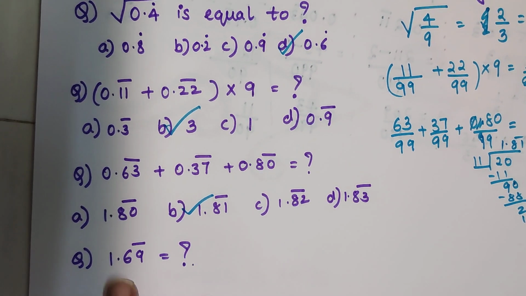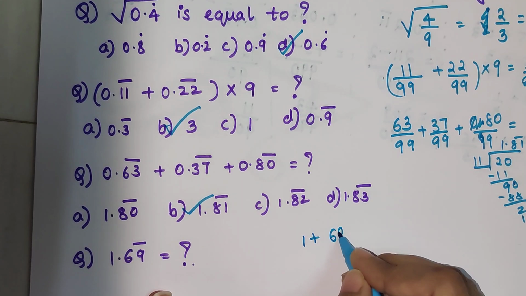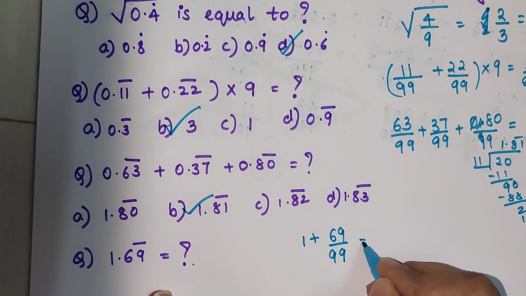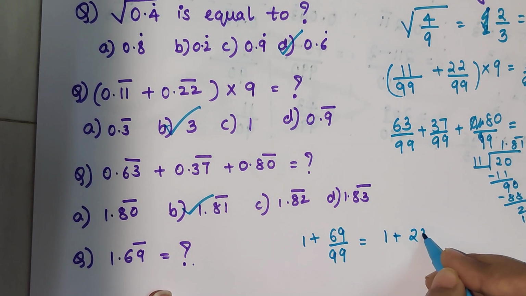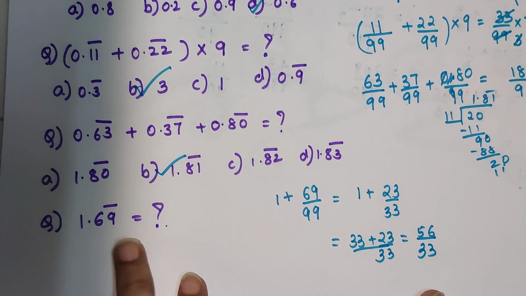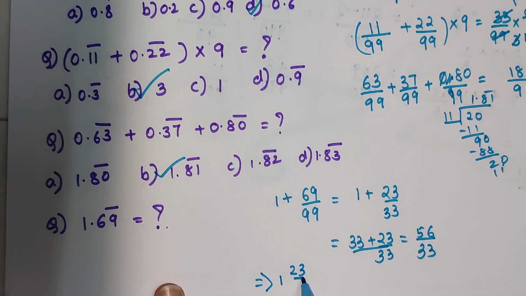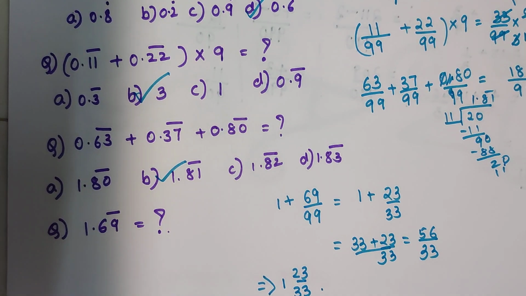Now the last one, 1.69, will be equal to what? 1 plus 69 upon 99, which equals 1 plus 23 upon 33, which equals 33 plus 23 upon 33, which equals 56 upon 33. And this is an improper fraction. When you reduce it, you will get 1, 23 upon 33.